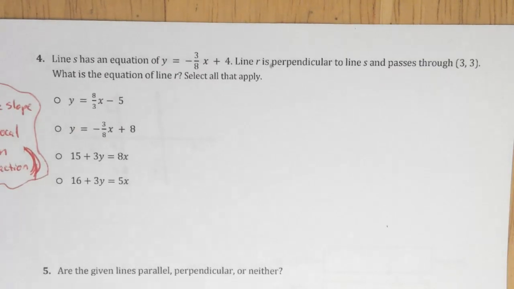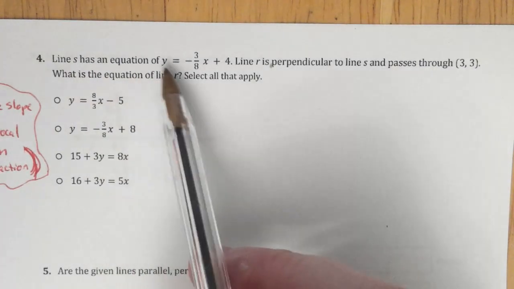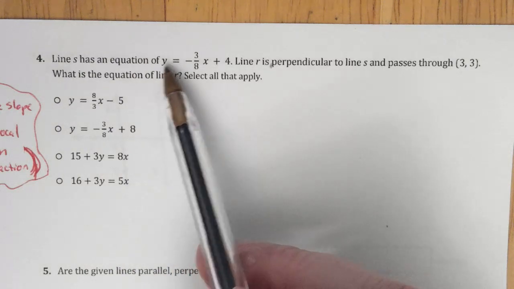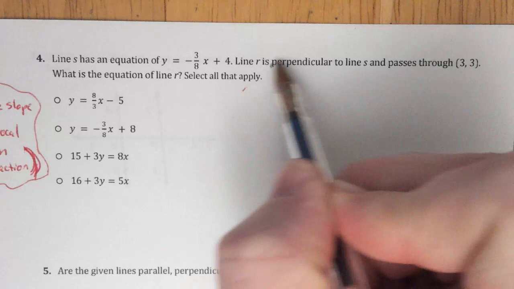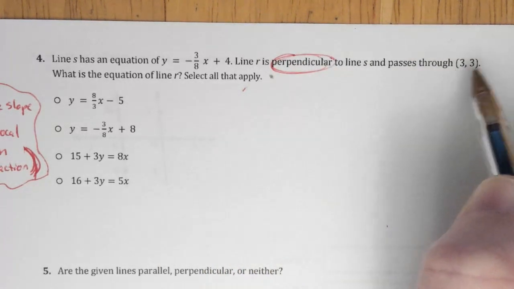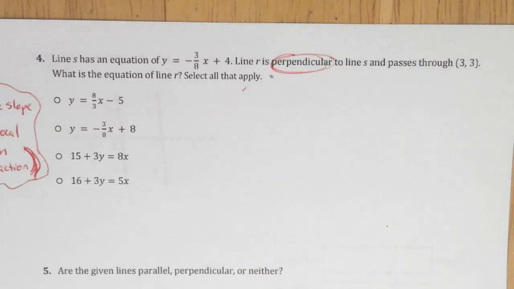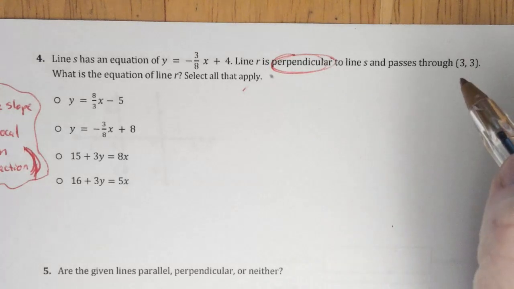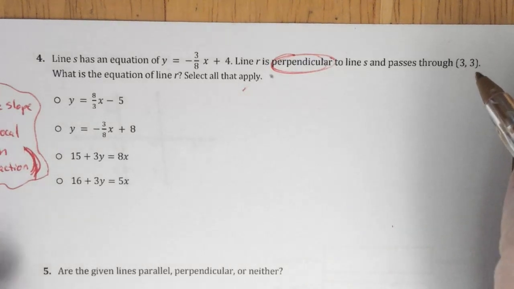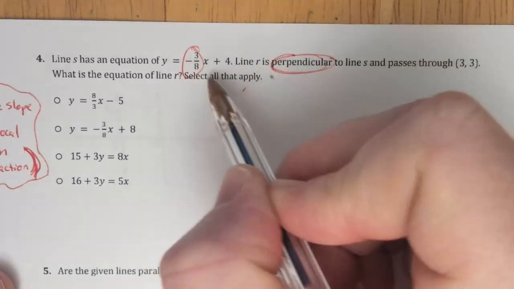Number 4. All right, so on number 4, we have this line S, the equation of y equals negative 3 over 8x plus 4. We want something perpendicular to this line, and it passes through 3, 3. All right, so let's think about this. There are multiple ways how to do this. One way is this right here. So no matter what, we have to find the slope. That is definite. That's never going to change. You're always going to have to find the slope first.